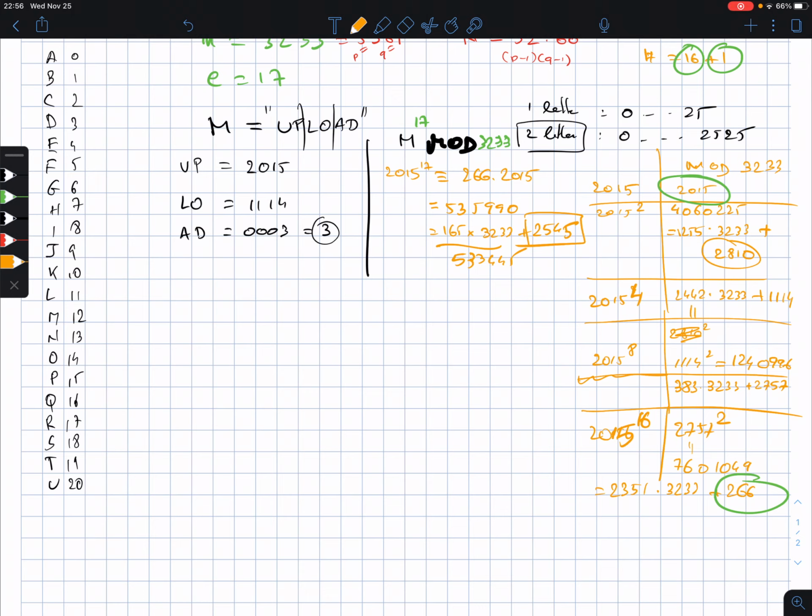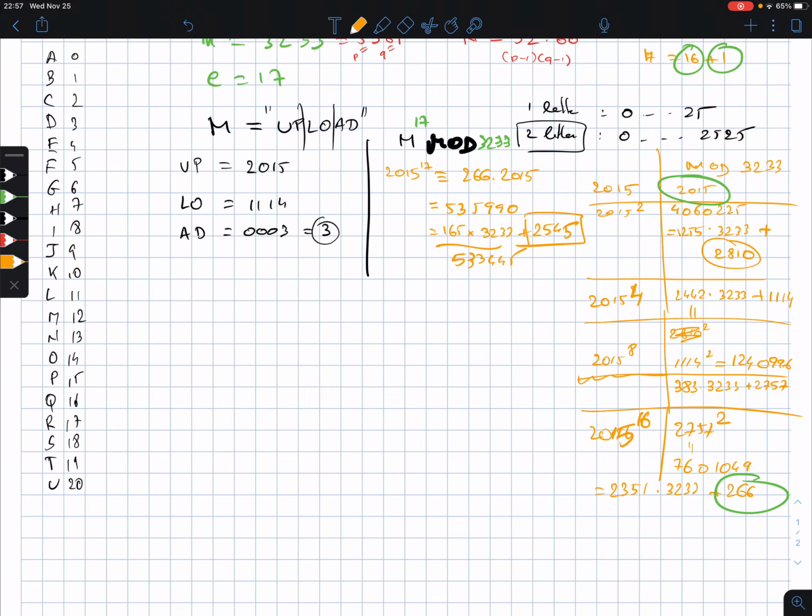So what was the number I would do? 2015 to the power 17, and that was modulo 3233. And the answer was 2545. I'll be damned, that was correct.